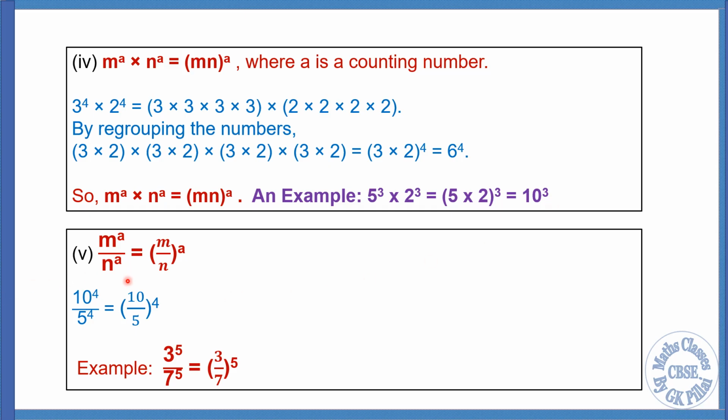Now the fifth law, m to the power of a upon n to the power of a. The bases are different, powers are same, upon. So you will write m upon n raised to the power of a. See, 10 raised to the power of 4 upon 5 raised to the power of 4 will be 10 upon 5 raised to the power of 4, or you can say 2 raised to the power of 4. Here there is one more example. 3 raised to the power of 5 upon 7 raised to the power of 5 will be 3 upon 7 raised to the power of 5. I think you will be able to understand. So these are the 5 laws. Now you will find some sums based on these laws.